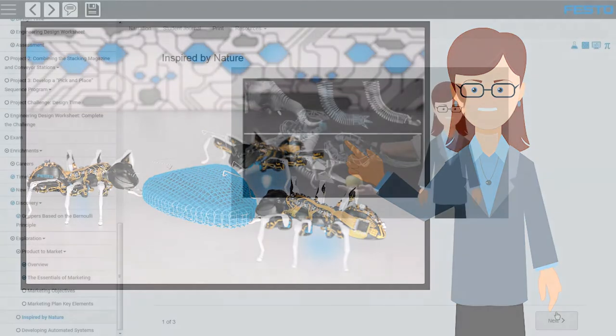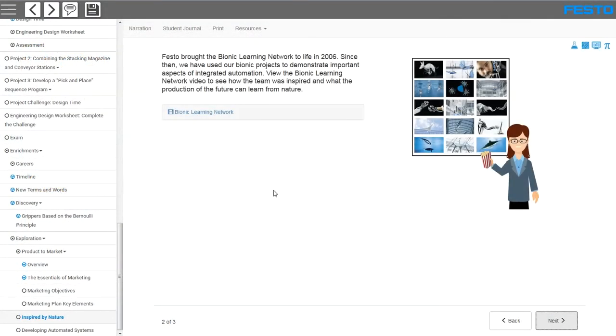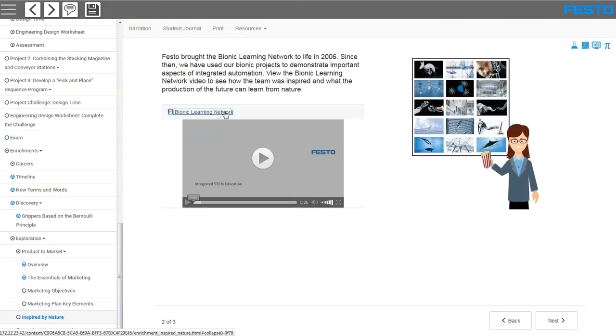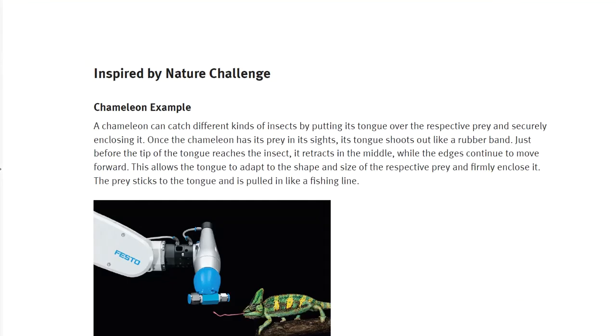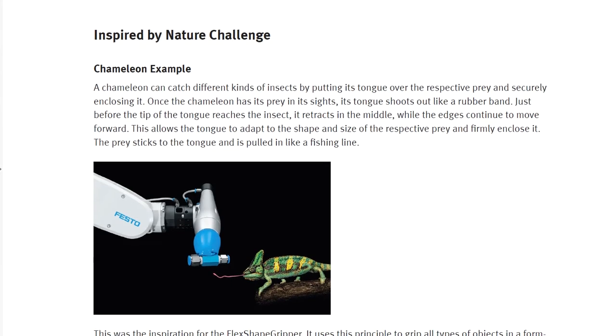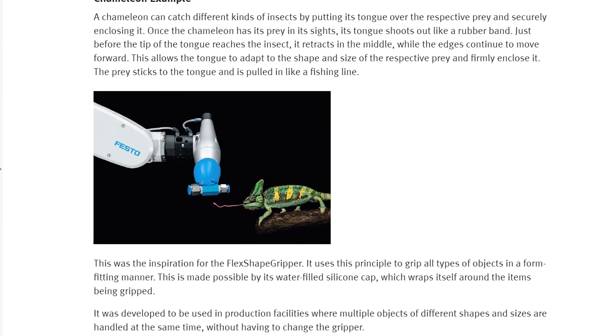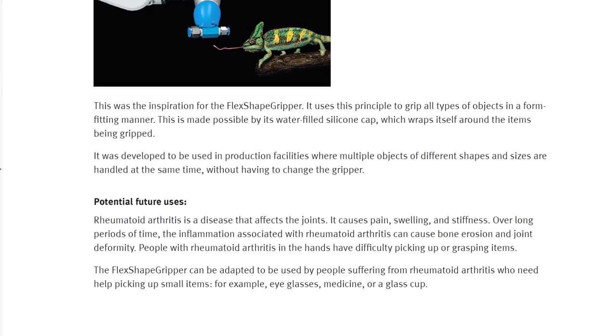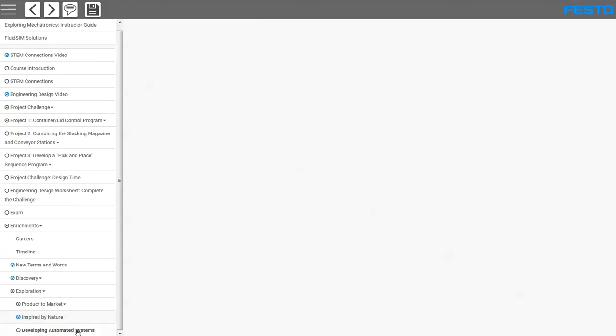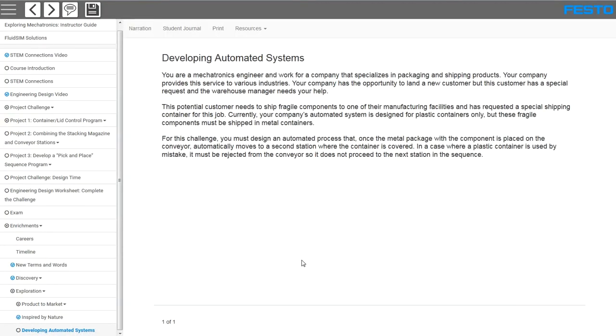Students have the opportunity to view videos describing the Festo biomimicry applications and the inspiration behind each, and are tasked to select a project developed by the Bionic Learning Network to research possible applications other than what it was originally intended for. Students will also find a course-specific activity where they will have the opportunity to optimize solutions for real-world problems specific to the topics covered in the course.